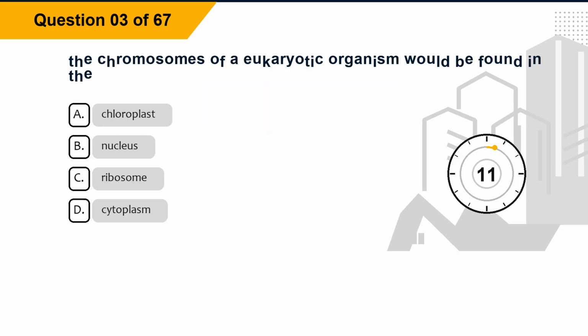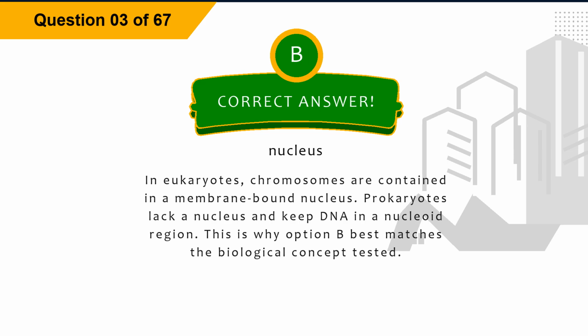Question 3. The chromosomes of a eukaryotic organism would be found in the option A, chloroplast, option B, nucleus, option C, ribosome, option D, cytoplasm. The correct answer is option B, nucleus.